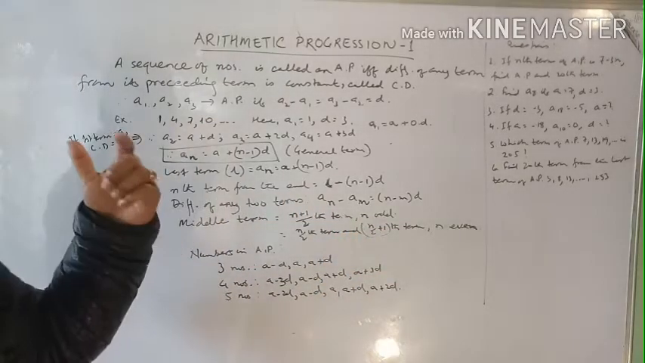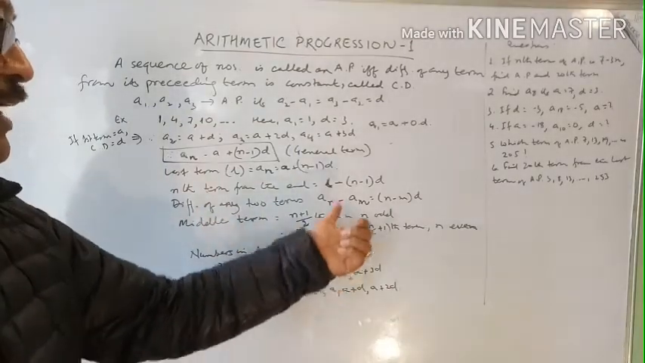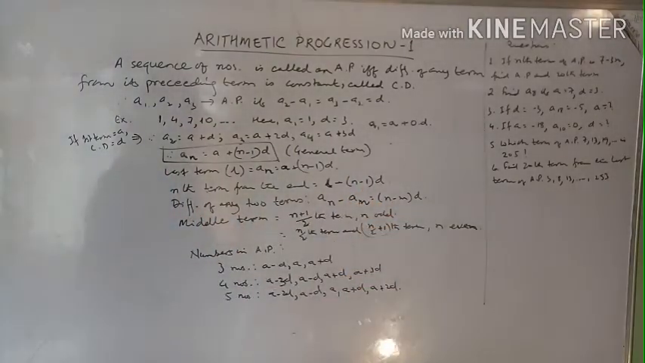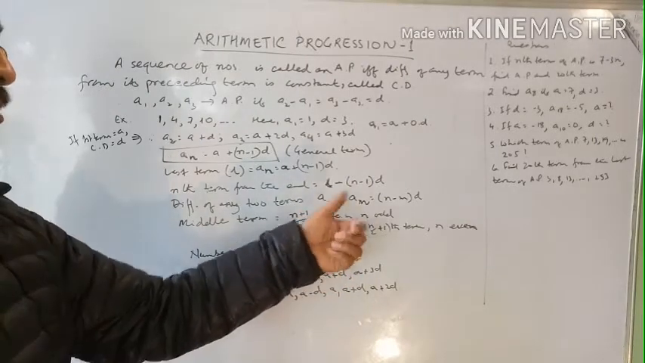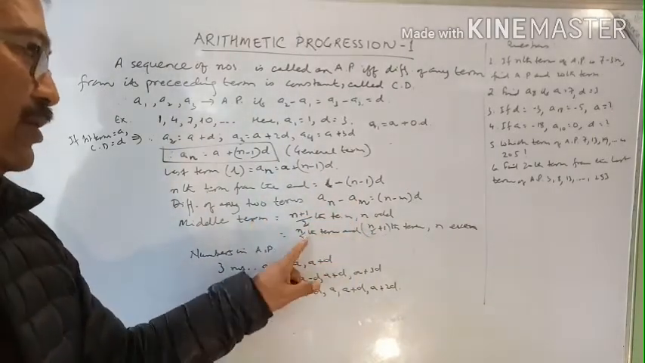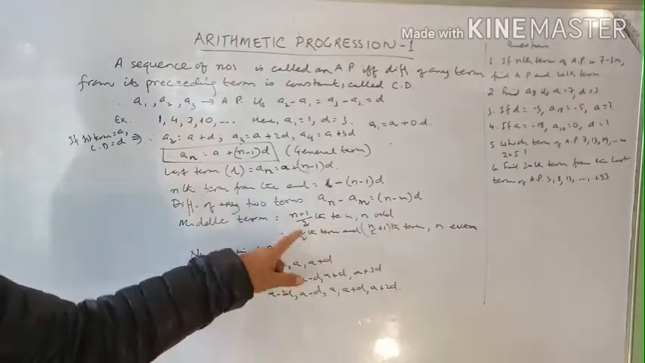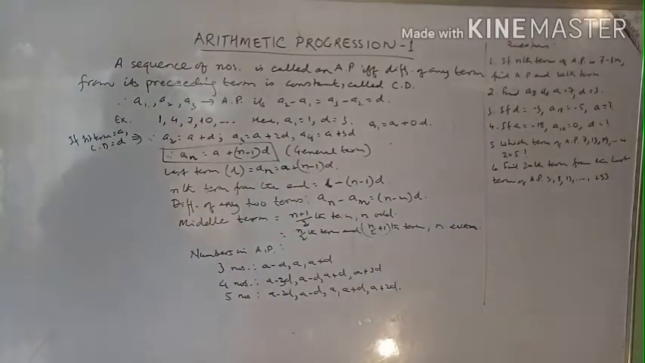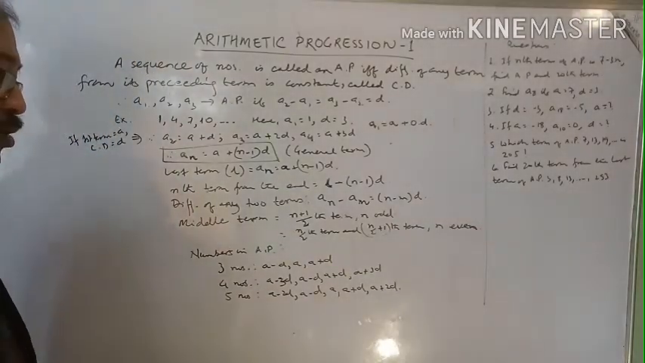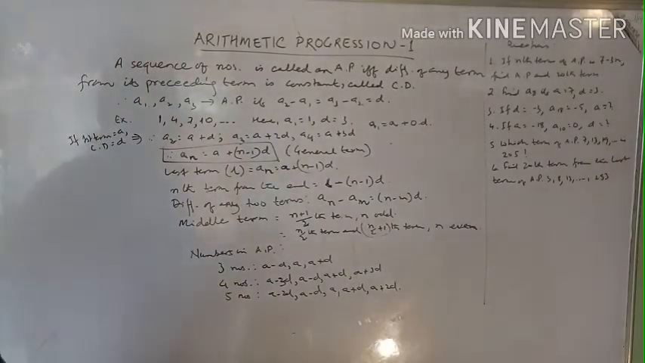So to find the middle term, you have to check first whether n is odd or even. If n is odd, there is only one middle term given by the (n plus 1)/2th term. If n is even, then there will be two middle terms given by the n/2th term and the (n/2 plus 1)th term. Now, suppose you have to find 3, 4, 5 consecutive terms in AP.